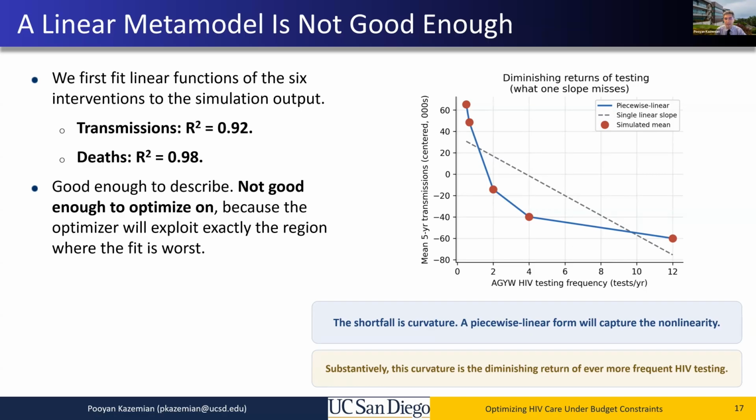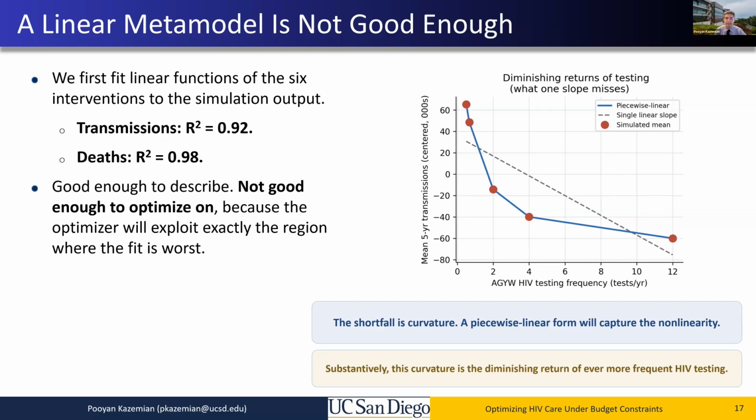They cannot appropriately capture the curvature or the nonlinearity that exists, especially because of the diminishing return of more frequent HIV testing. Diminishing returns means that, for example, moving from 1 test per year to 2 tests per year finds many undiagnosed infections, but moving from 4 tests to 5 tests per year finds very few additional infections. So there is definitely diminishing benefit in the interventions, especially in testing interventions.